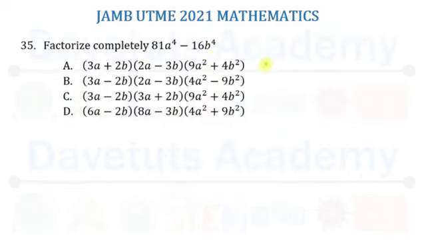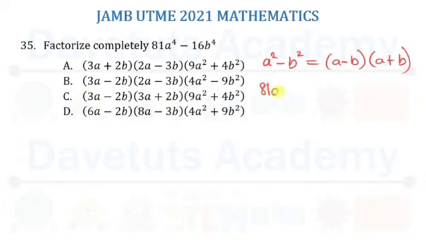Here in this question, we have to factorize completely 81a raised to power 4 minus 16b raised to power 4. This is where you need to be quite observant. Looking at these terms and the options, there is a hint that this is a difference of two squares, in which a square minus b square is nothing but a minus b multiplied by a plus b. So if you want to bring that into play here, look at 81a^4 and 16b^4.